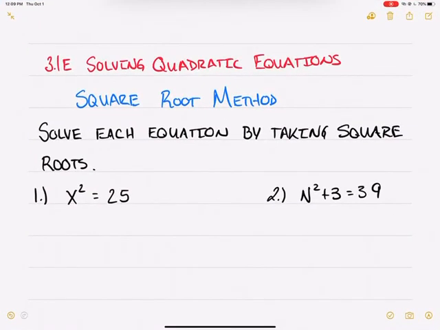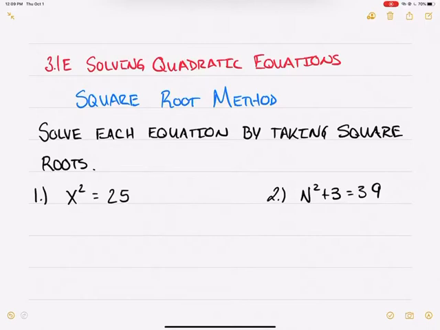Alright guys, today we're going to look at how to solve quadratic equations. The method we're going to use is called the square root method. To solve each of these equations, what we want to do is get x squared, n squared, a squared, whatever squared. We want to get the quadratic portion of the equation completely by itself, then take the square root of both sides of the equation and find our value.